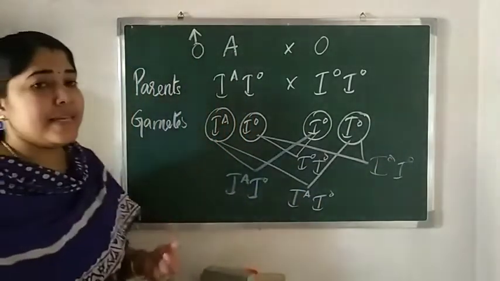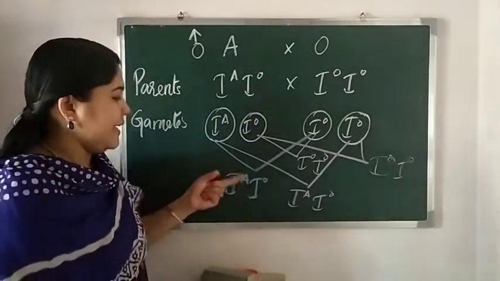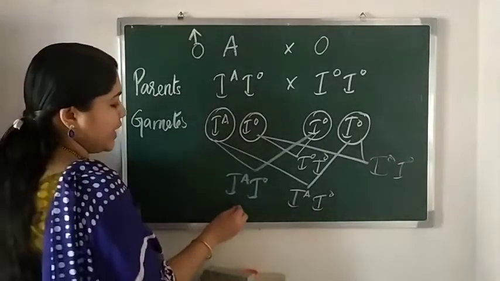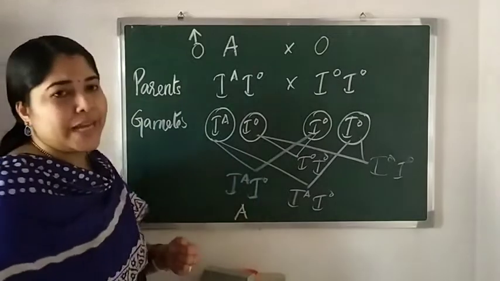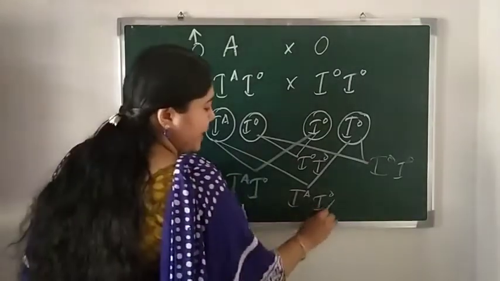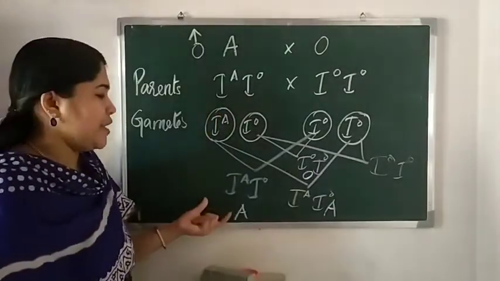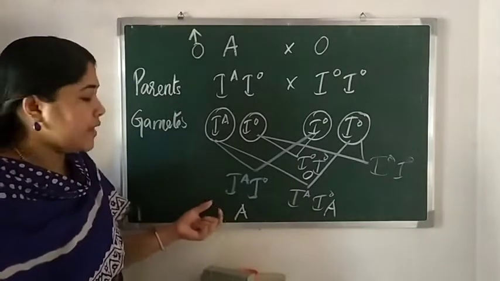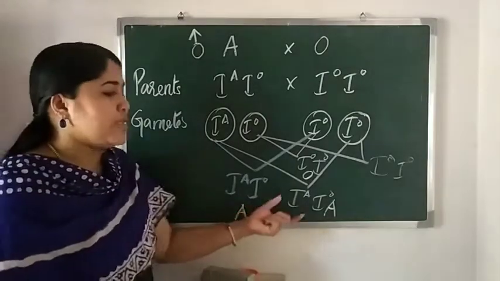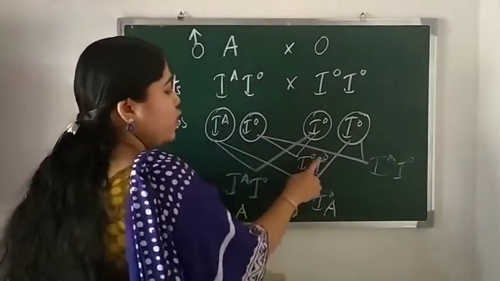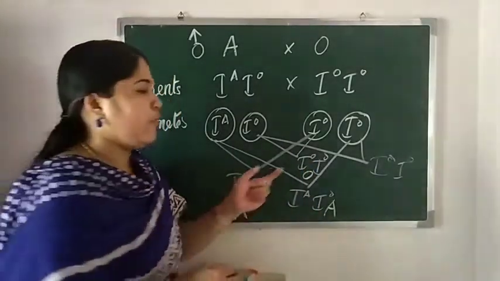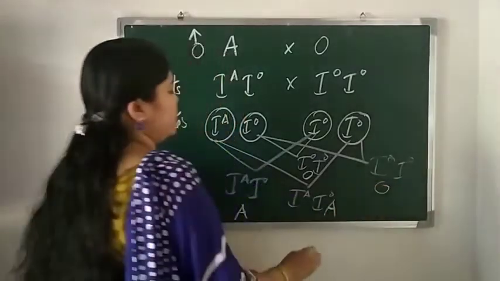If a child has IA IO, which type of blood group does the child have? A blood group. If a child has the genotype IA IO, the blood group is A. And with IO IO, the blood group will be O, and here also O.